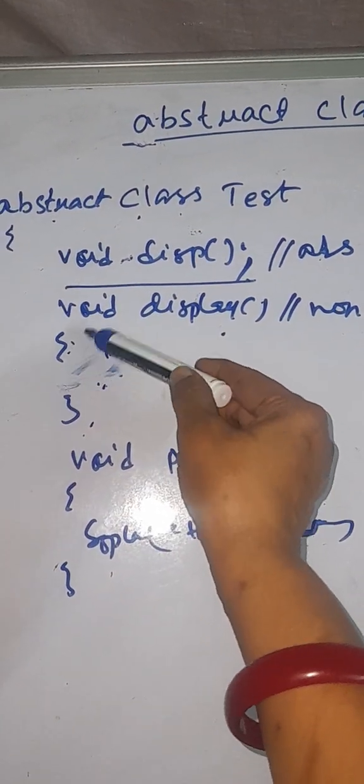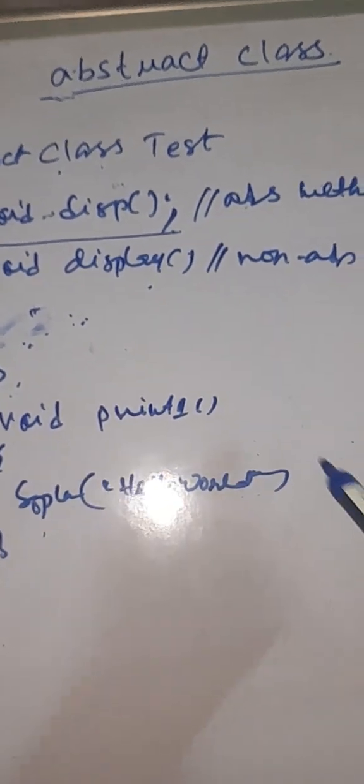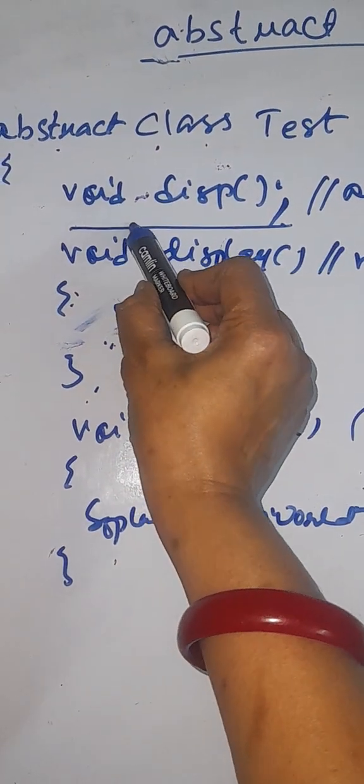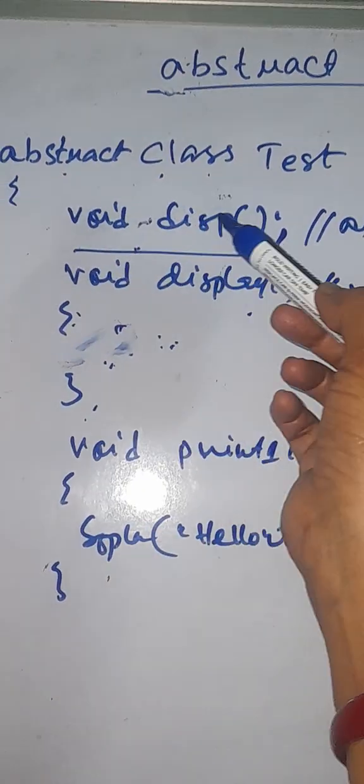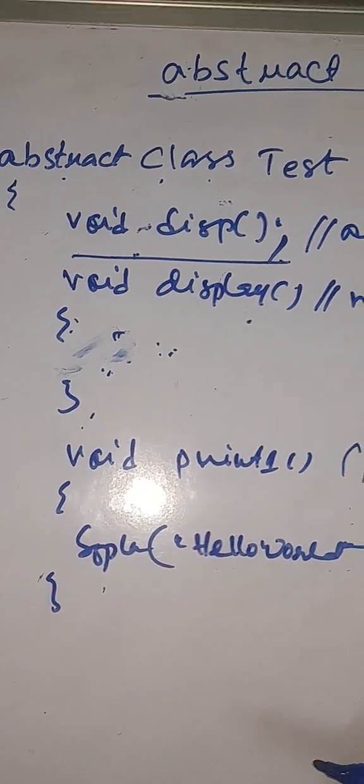But if you use the two braces, that one is also a non-abstract method, and if you write a statement within the method, that one is normal. This one is also a non-abstract method. So, clear what the abstract method and non-abstract method are. Now you see this one is the abstract method, within which we don't have any body, so you have to override this abstract method.